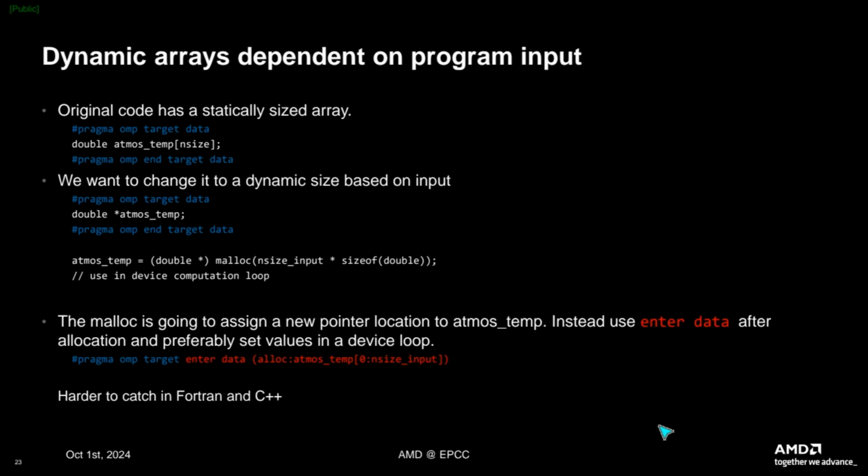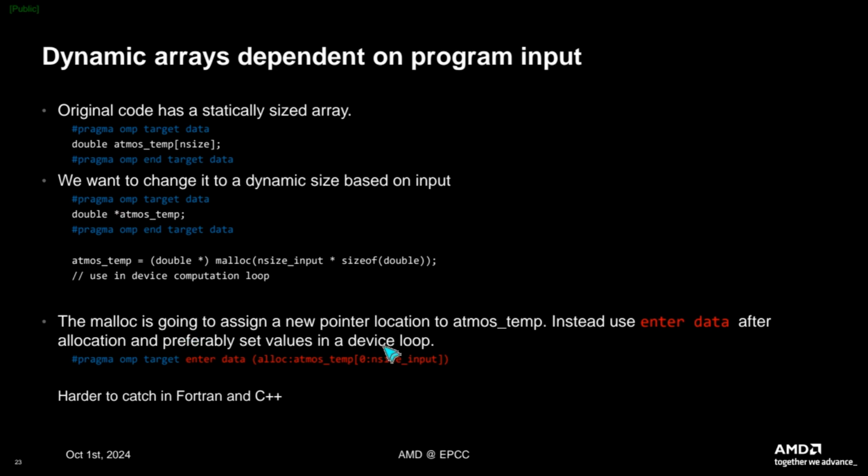So first we want to think about dynamic arrays that are dependent on the program input. We can think about an original code that has a statically sized array. We have this temperature array of a certain size. We have a pragma OMP target data, a pragma OMP end target data. We want to change it to a dynamic size based on input, so that we have just a pointer allocated to this temperature array, and then later we allocate the size.